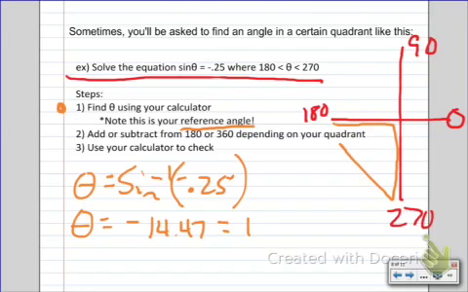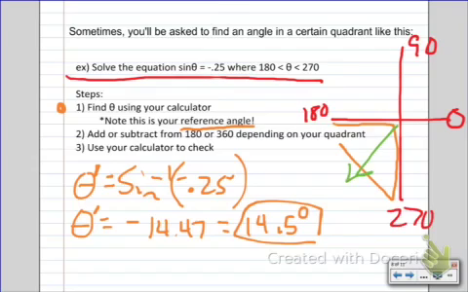We always said reference angles are positive. So I'm just going to round this to like 14.5 degrees. Okay, that's my reference angle right there. So the reference angle, theta prime, is about 14.5. Now I need to figure out how that goes into quadrant 3. If I look at quadrant 3, the reference angle would be this angle right inside there. Well, how would I find that reference angle?